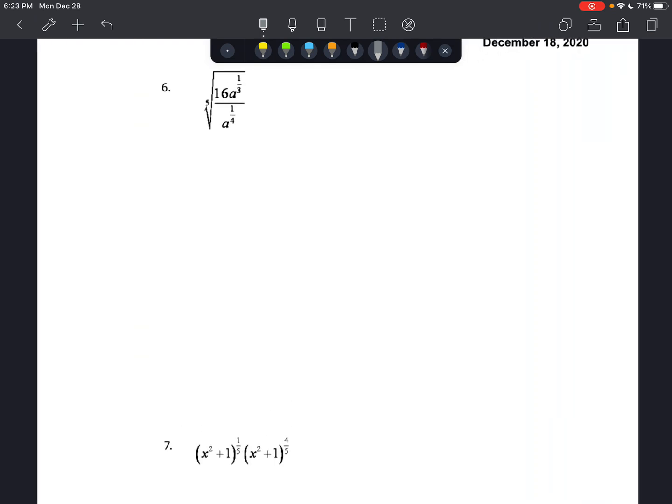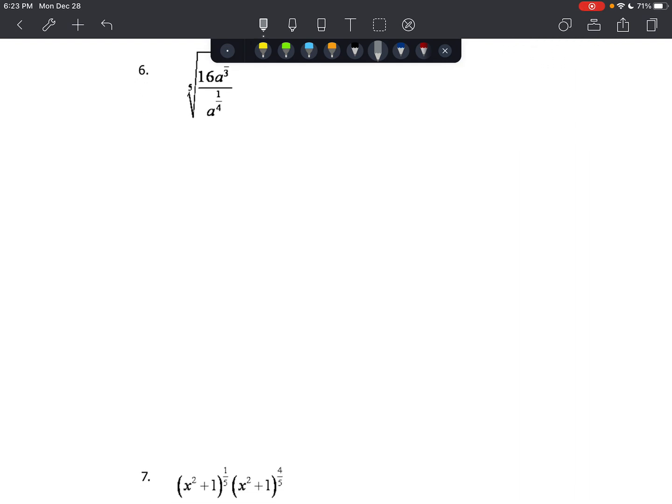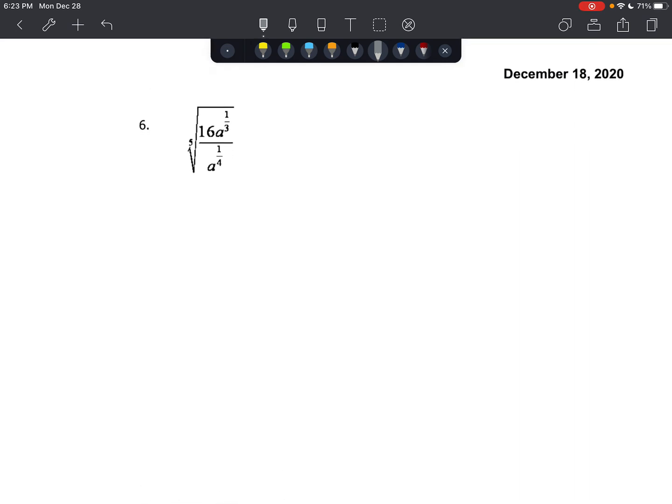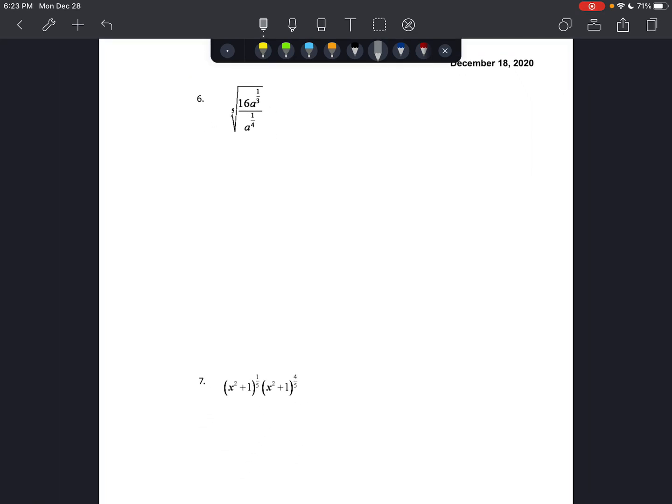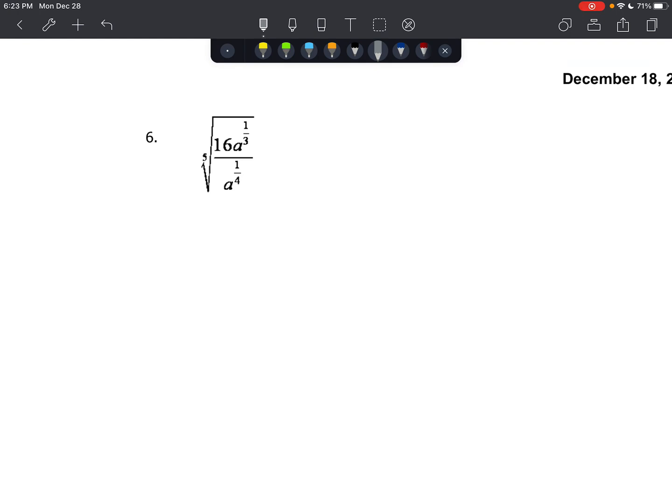Okay, let's see what we've got next. Here we've got a radical. We've got the 5th root of 16a to the 1/3 over a to the 1/4, and we need to simplify this. Let's do one more radical, and then we're going to break this into a second video and do the second half. We've got up to 11 problems, so this is perfect. So we'll do this one right here.